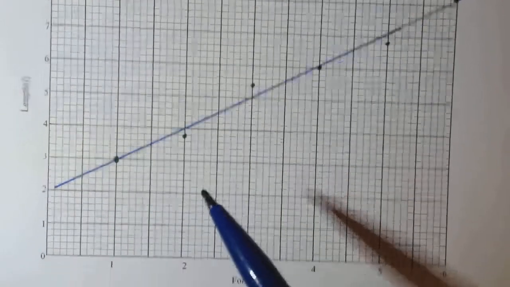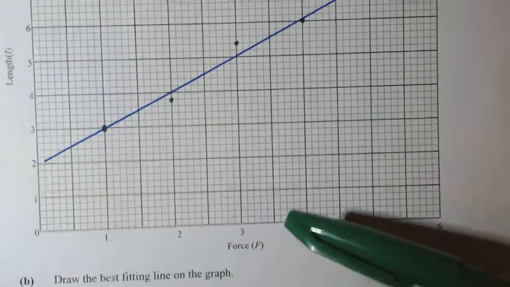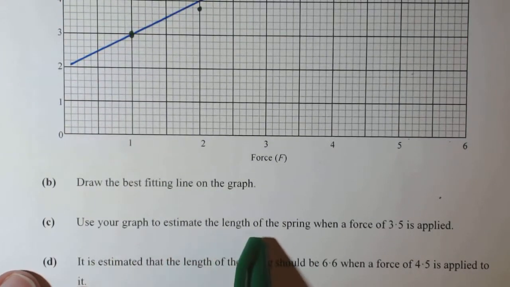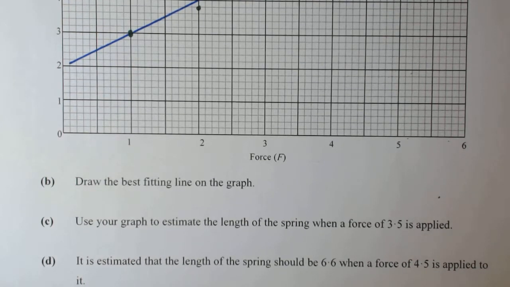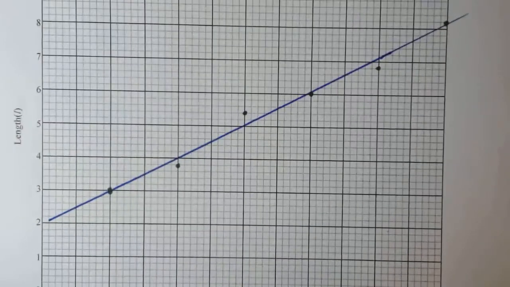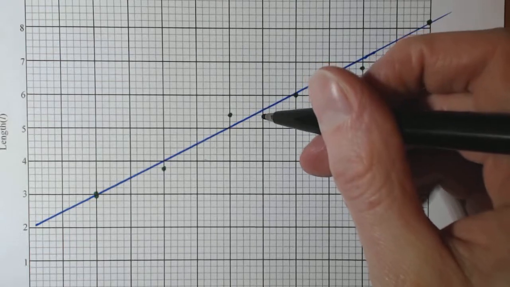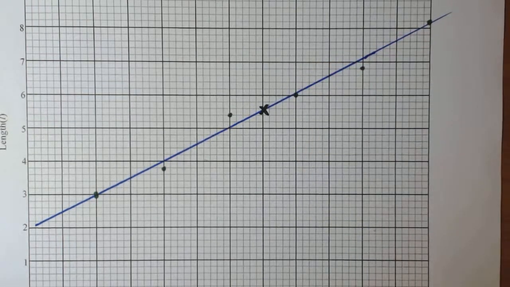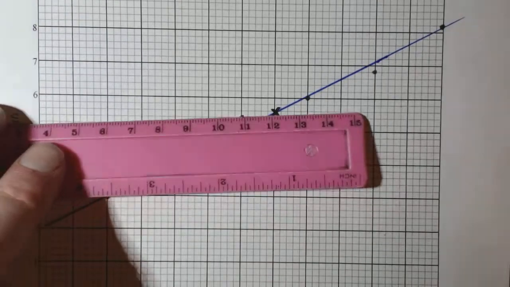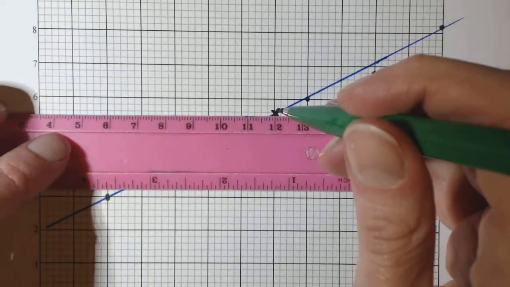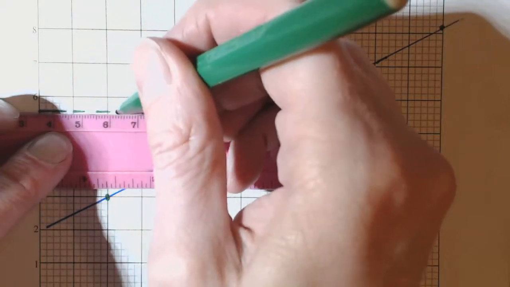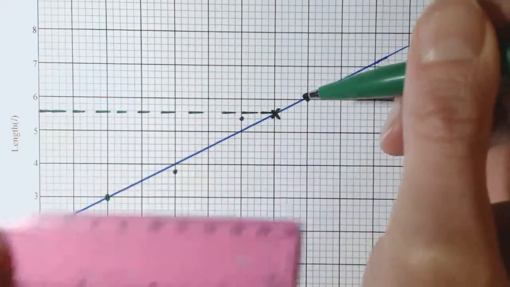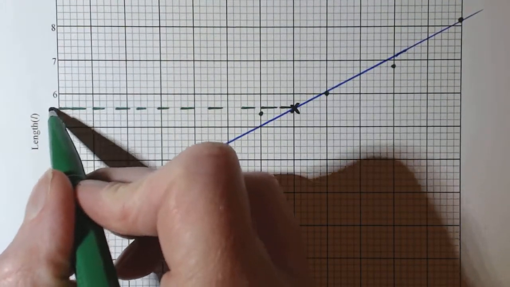Now, having the line of best fit allows you to estimate other values that you haven't plotted in your graph. So use your graph to estimate the length of the spring when a force of 3.5 is applied. All you do here, and I'll grab another colour, is go to 3.5 and follow that all the way up to the line, and then just mark it off. Then, with the green pen, when you hit the line, go at right angles and head towards the other axis. And this can be your estimate.